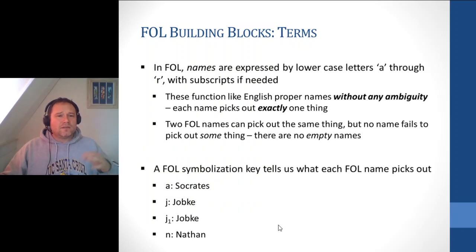So names in FOL, right, are going to work just like English proper names. That is, right, we're going to express them using lowercase letters a through r. We can have subscripts if needed, right? And their function is going to be to tag particular entities without any ambiguity. That is, each name picks out exactly one thing.